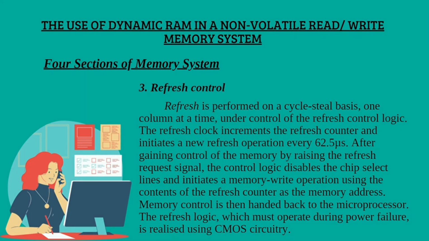Refresh is performed on a cycle-steal basis, one column at a time, under control of the refresh control logic. The refresh clock increments the refresh counter and initiates a new refresh operation every 62.5 microseconds. After gaining control of the memory by raising the refresh request signal, the control logic disables the chip select lines and initiates a memory write operation using the contents of the refresh counter as the memory address. Memory control is then handed back to the microprocessor. The refresh logic, which must operate during power failure, is realized using CMOS circuitry.